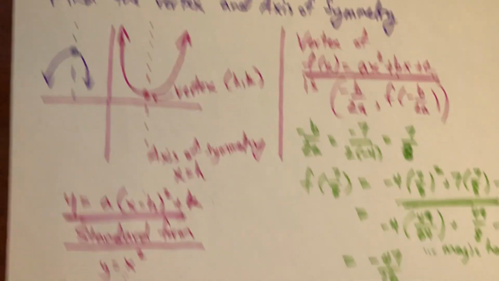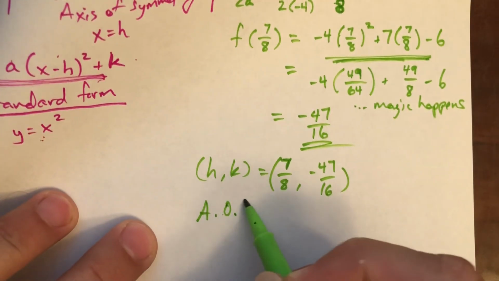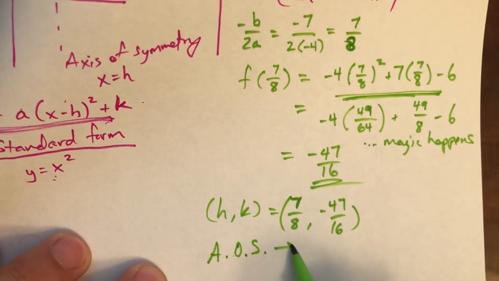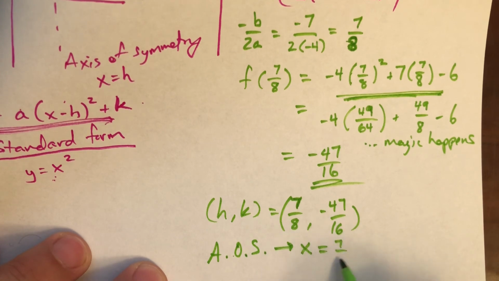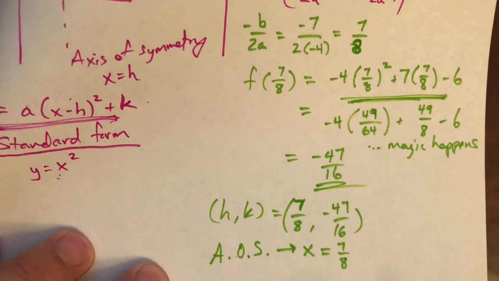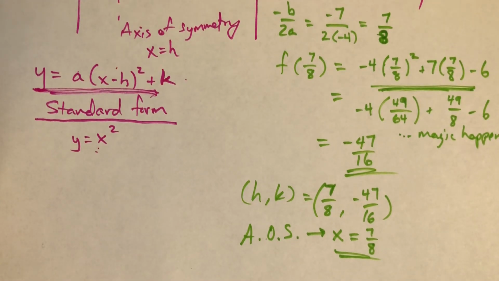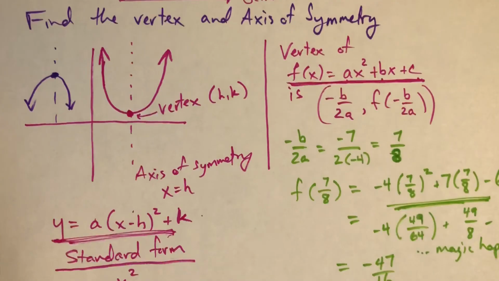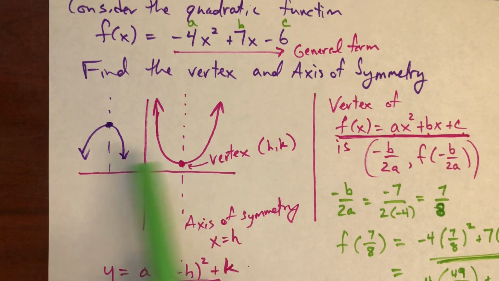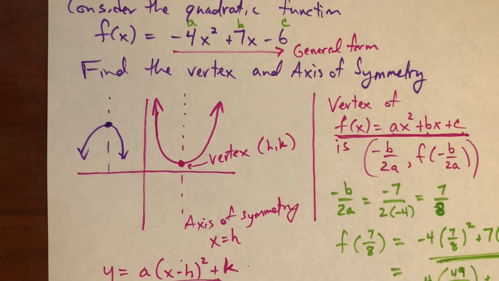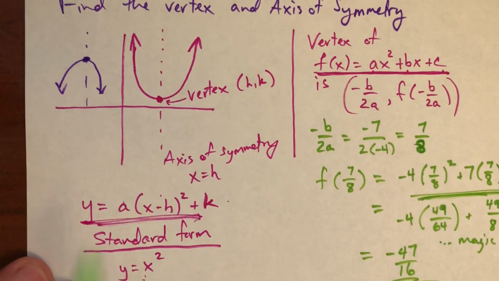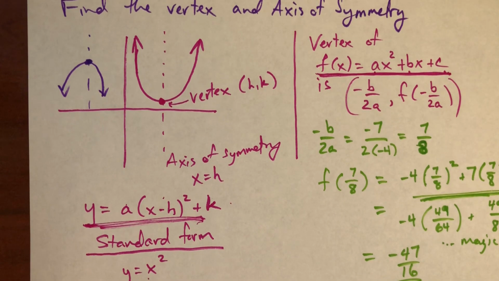The axis of symmetry, maybe I'll write AOS, axis of symmetry. This is the vertical line, x equals 7/8. And that's it. It might also ask us if the vertex represents a minimum or a maximum value of the function. And we're going to decide that based on whether or not the parabola faces up or faces down. And we decide that by the value of this coefficient. So if this is positive, it opens up. If it's negative, it opens down.